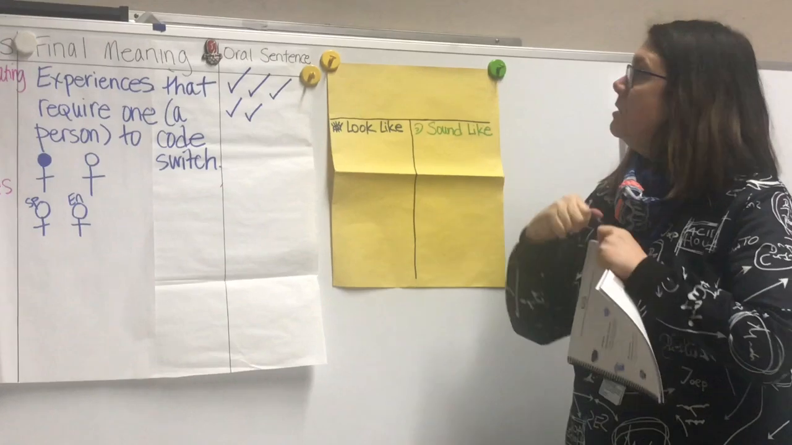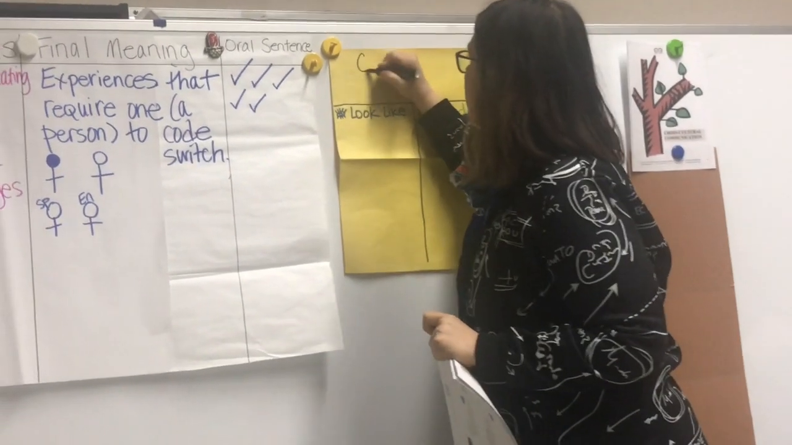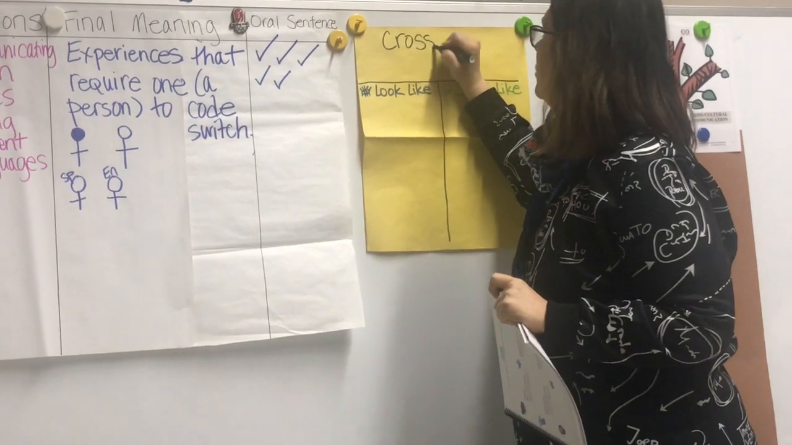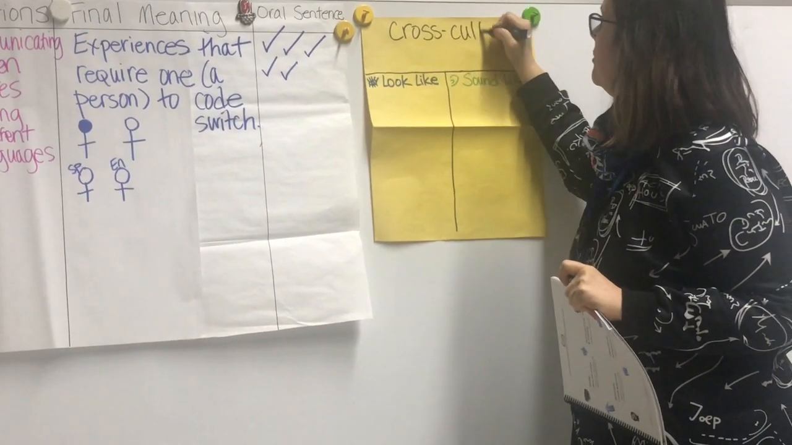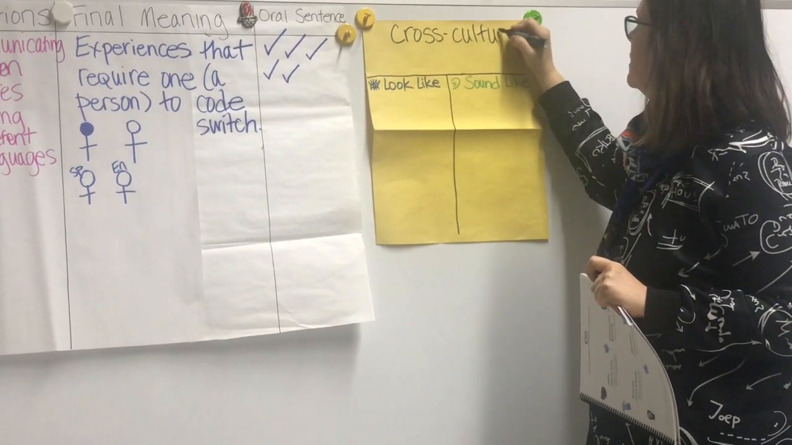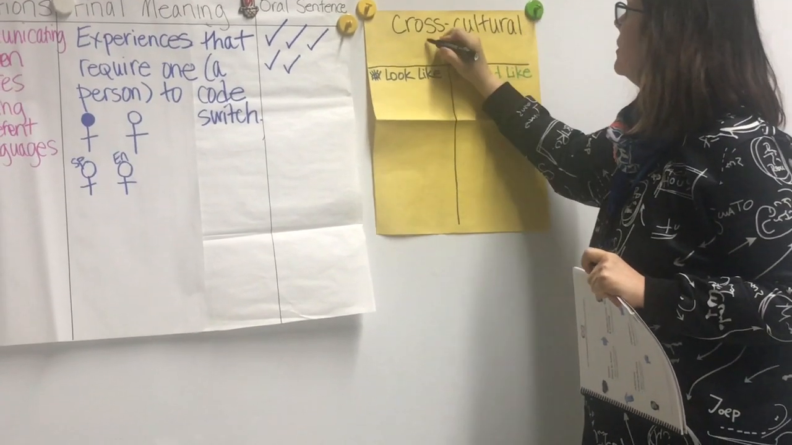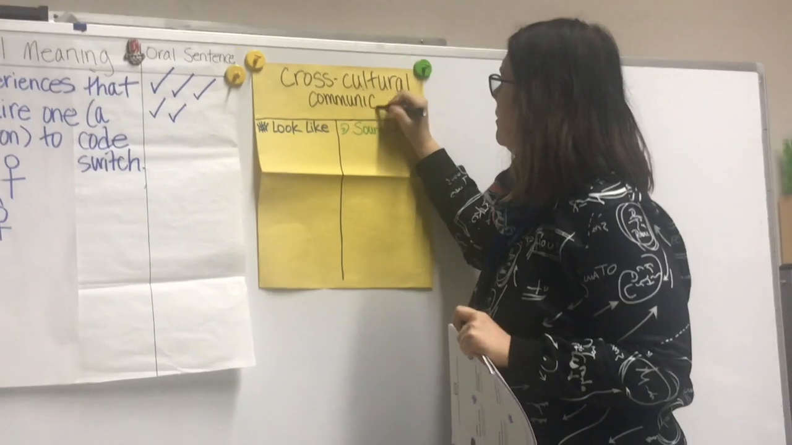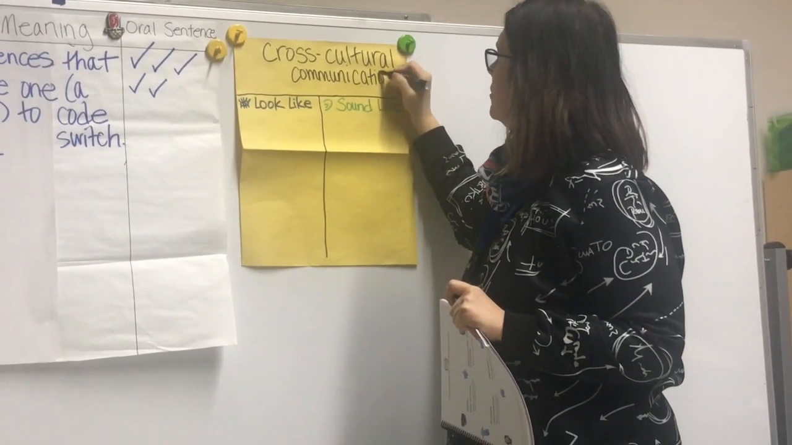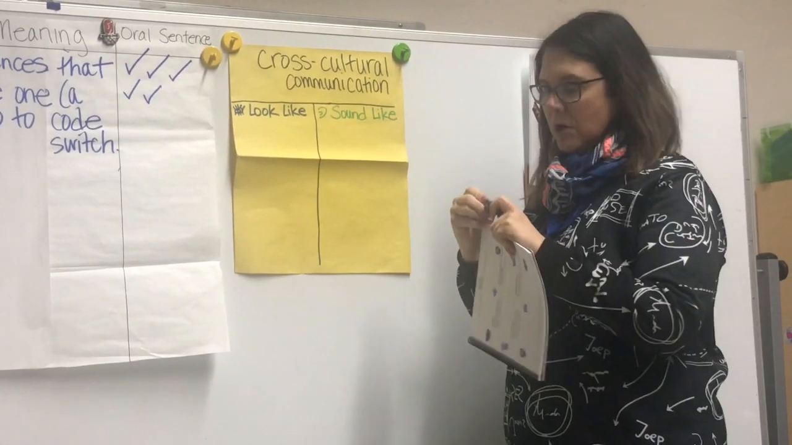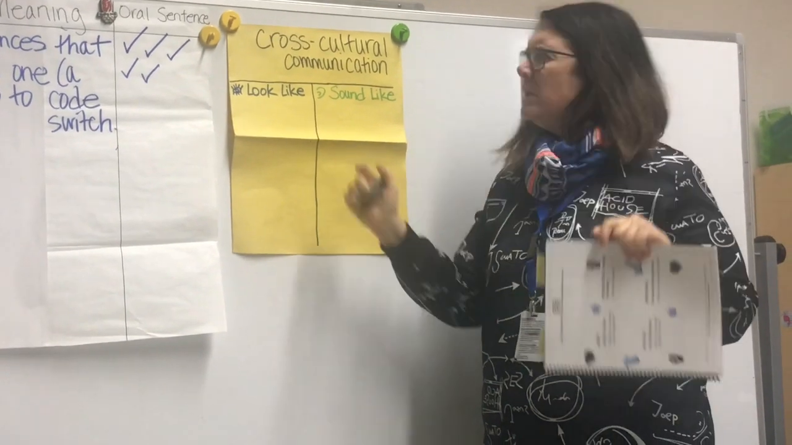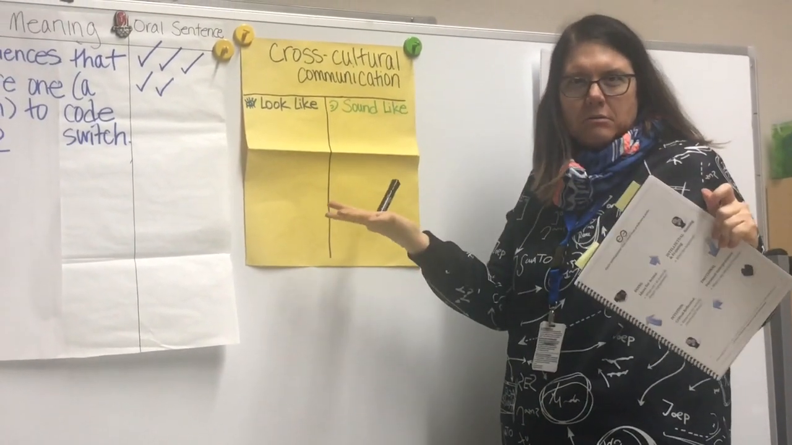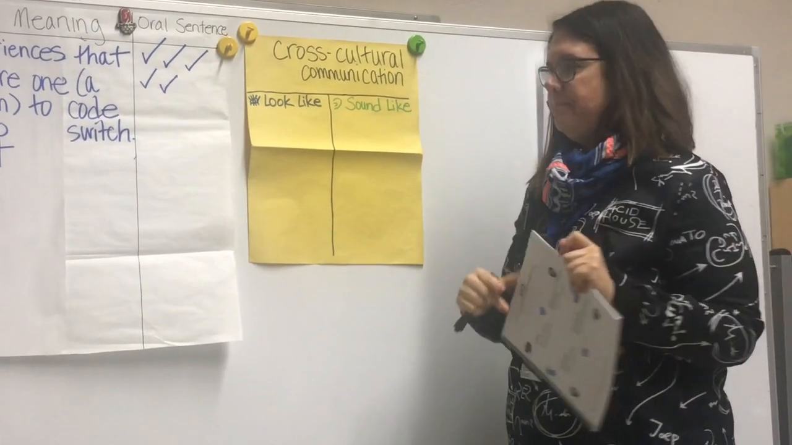That's okay. So what I would do is here I would say, all right, our term for today, the way in which we are going to talk about how we show brilliance is cross-cultural communication. Say that with me. Cross-cultural communication. So talk to a partner. What does cross-cultural communication mean to you? Go.